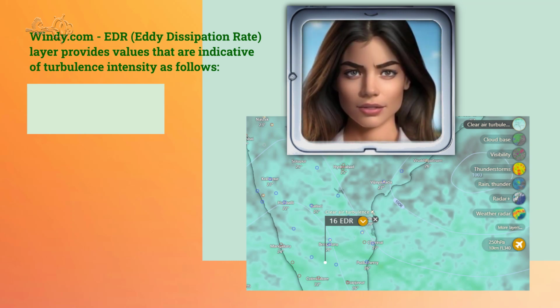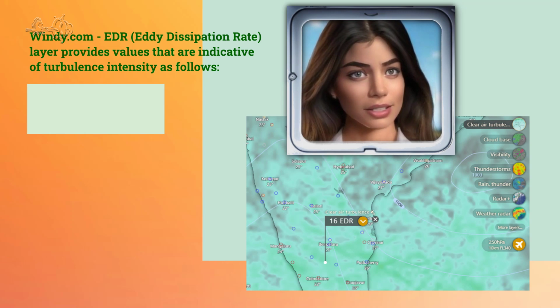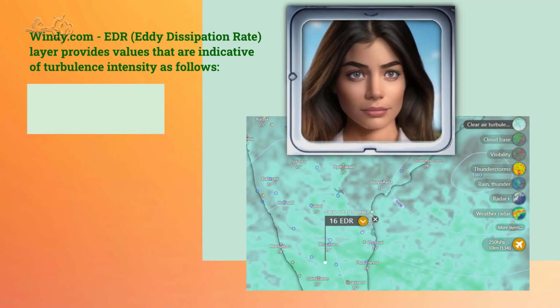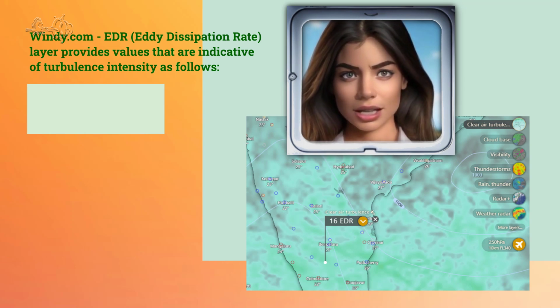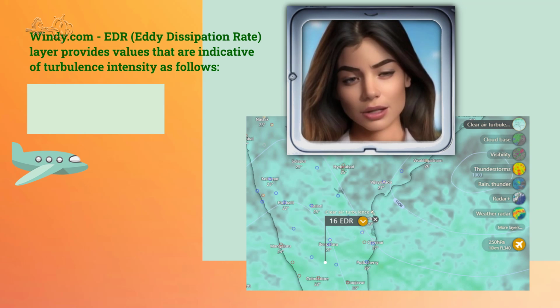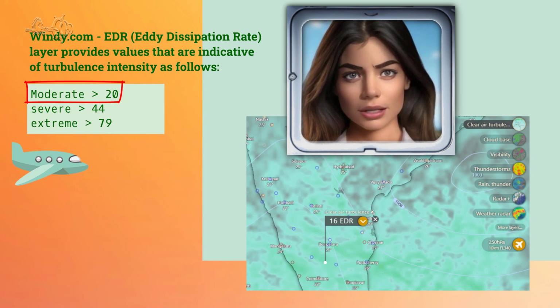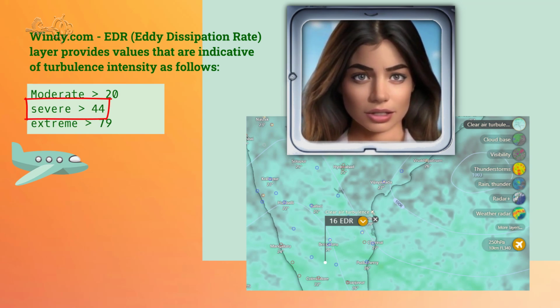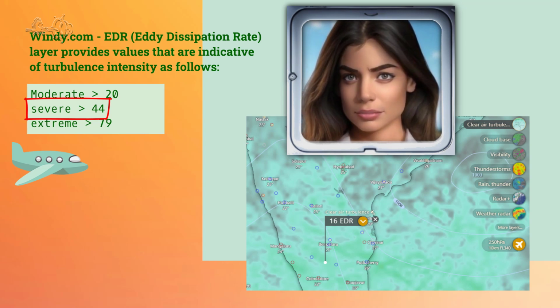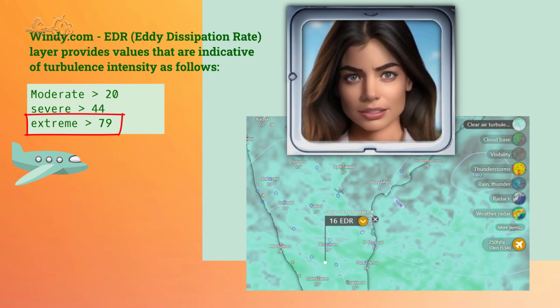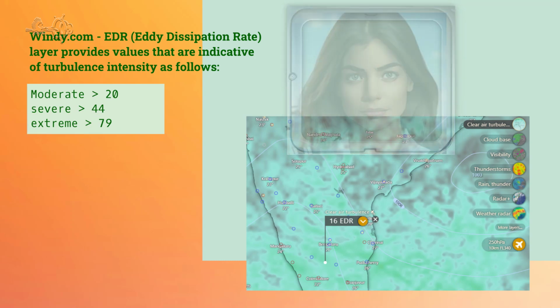One of the layers provides info about the eddy dissipation rate, a value indicative of clear air turbulence that is impossible to detect by weather radar. To improve our awareness, let us take a look at the values provided. For a medium-sized airplane such as the Airbus 320, whenever the EDR values exceed 20, there is probable moderate turbulence present. When the values exceed 44, severe turbulence is present, and a deviation or a level change might be required. In any case, avoid those areas that have values over 79 that indicate extreme turbulence.